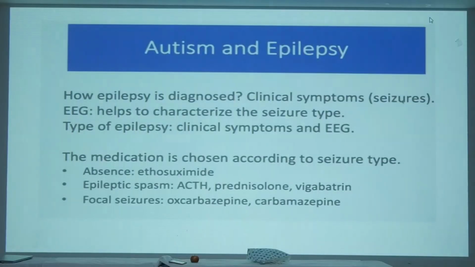Suppose you get generalized 3 hertz spike and wave discharges on the EEG, then it can be absence seizures and the drug of choice is ethosuximide. Now it is easily available in India. If we get hypsarrhythmia, typical hypsarrhythmia on the EEG, then it can be epileptic spasms, it can be West syndrome, and the drug of choice is steroids. Similarly, if we get focal discharges on the EEG, we can choose medicines like oxcarbazepine and carbamazepine for focal epilepsy. So EEG helps to characterize the seizure type and to choose the medications according to the seizure types.